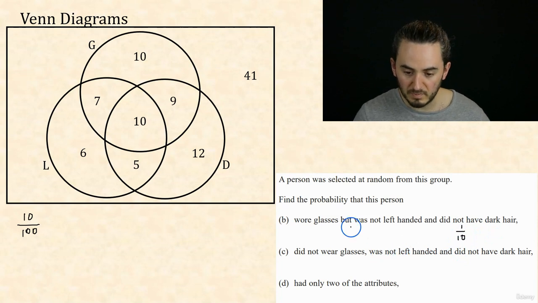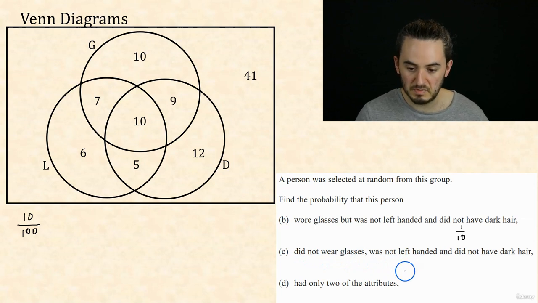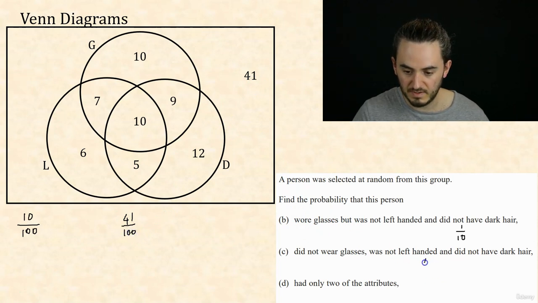Okay, next, find the probability that a person did not wear glasses, was not left-handed, and did not have dark hair. So that's just had none of these attributes. That's the people on the outside, the ones who had none of the attributes, these people up here. So that's just 41 out of 100. So there's our answer there. Can't simplify that anymore, or 0.41.